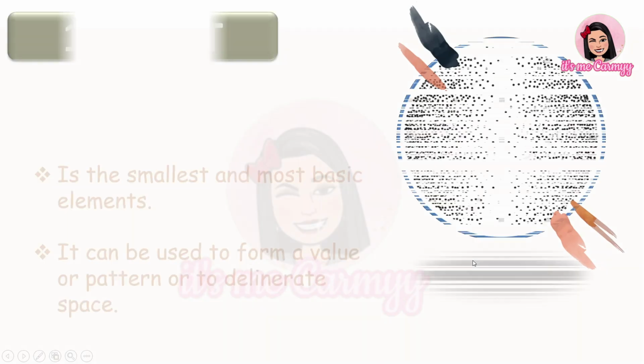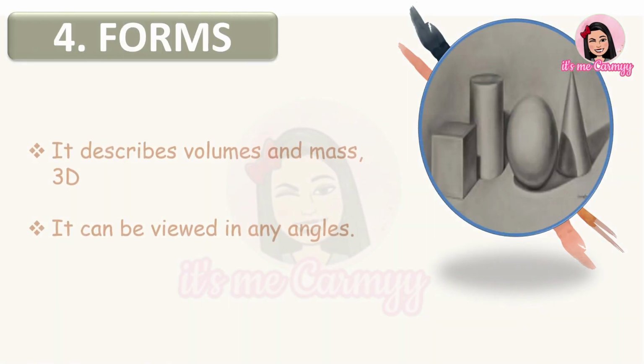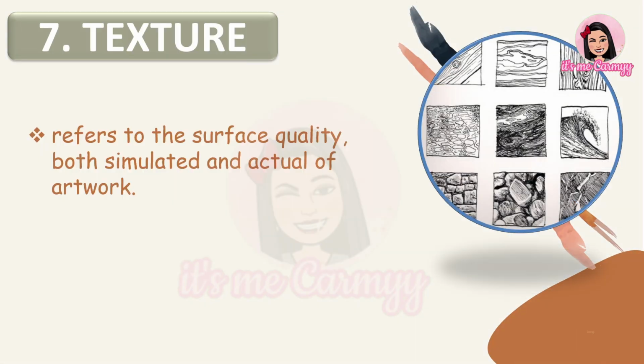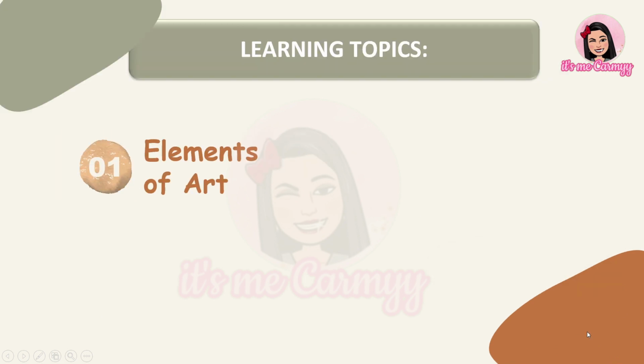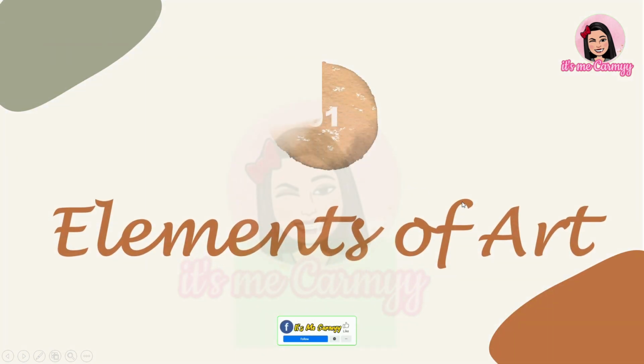And then, next. Just click the next button on the keyboard until we see this back arrow. Just click that to go back to the learning topics. And then we have here number 2, principle of art. Number 3, genre of art. So, just click what we want to discuss.